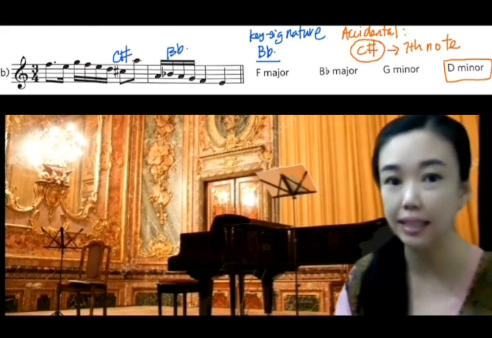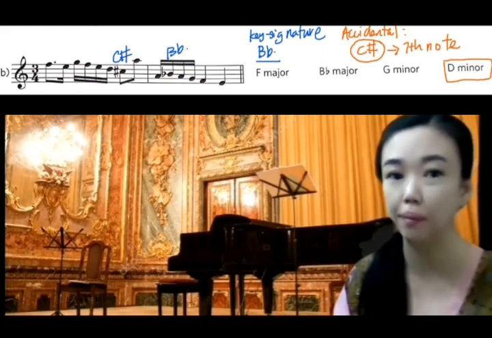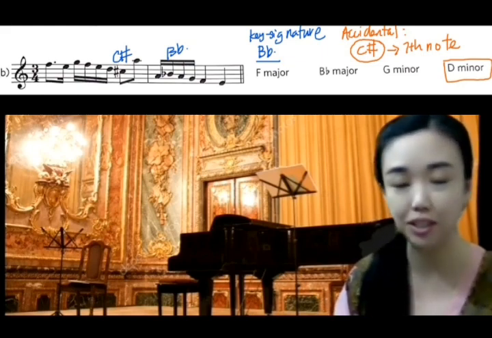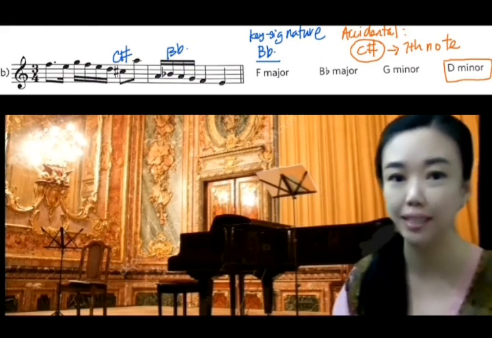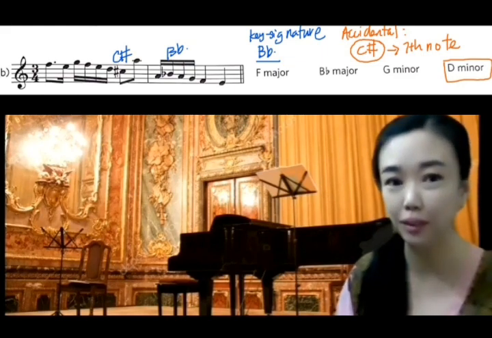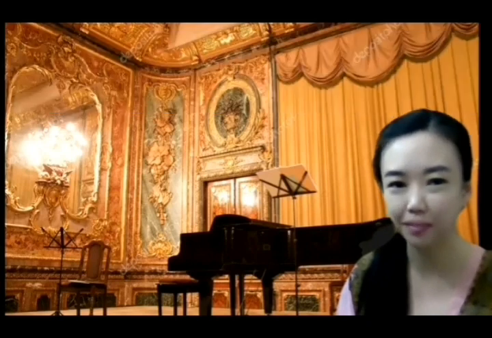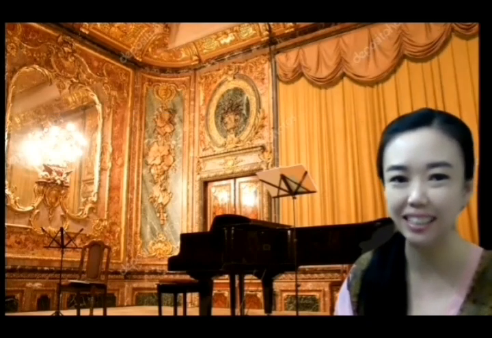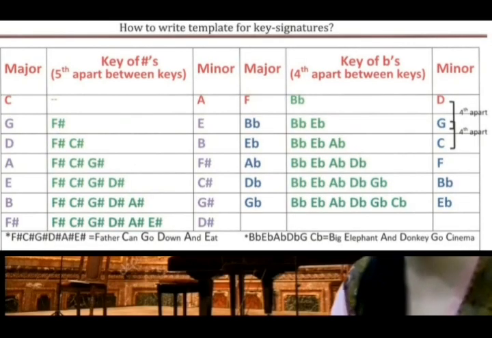So when the C is a 7th note that is being raised to C sharp, you know that this is not a major key, because in a major key we don't raise the 7th note. So now you know this is D minor. So this is very easy and effective. Make sure you make full use of this chart during the exam.